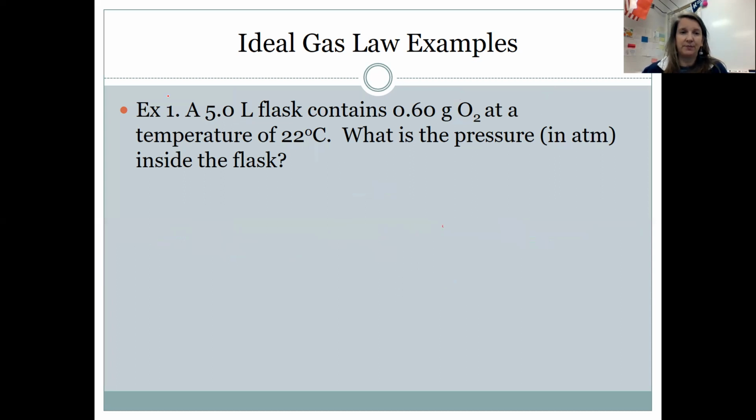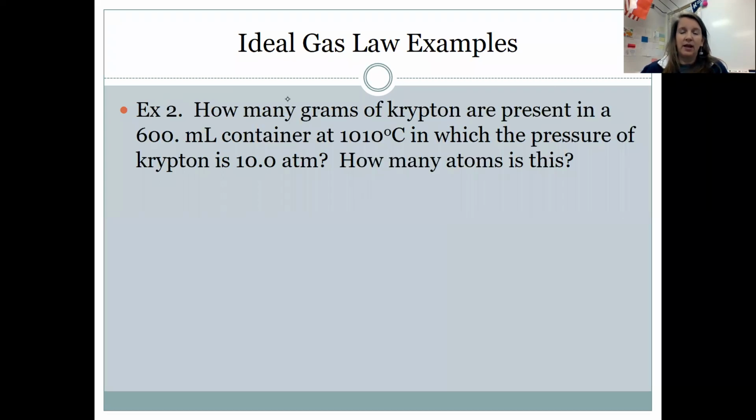Let's take a look at example 2. How many grams? So we're going to be looking for the mass of krypton are present in a 600 milliliter, that's indicating volume, container at 110 degrees Celsius, that's temperature. We have to add 273.15, in which pressure of krypton is 10.0 atmospheres, that's pressure. So again, we've got one of each variable, pressure, volume, temperature. We're going to use PV equals nRT.